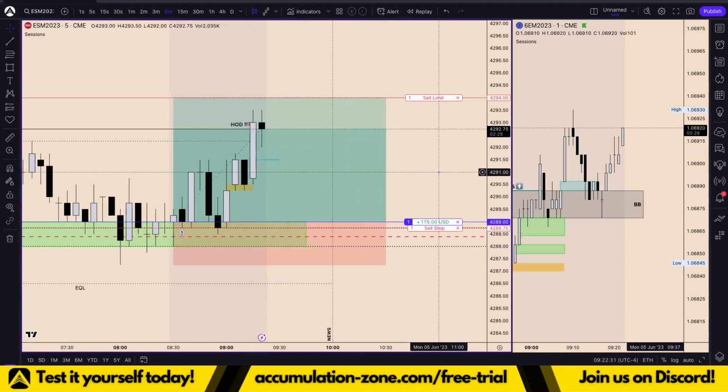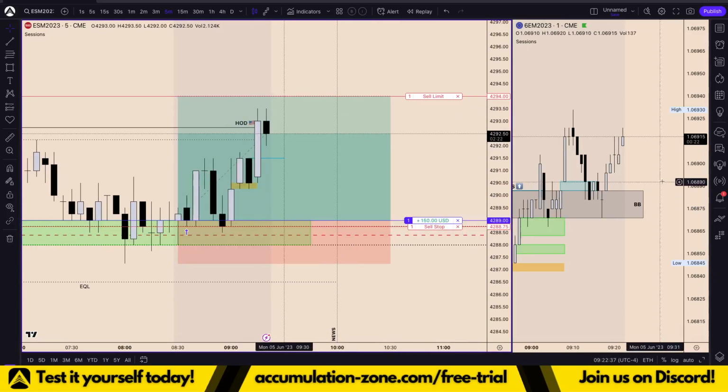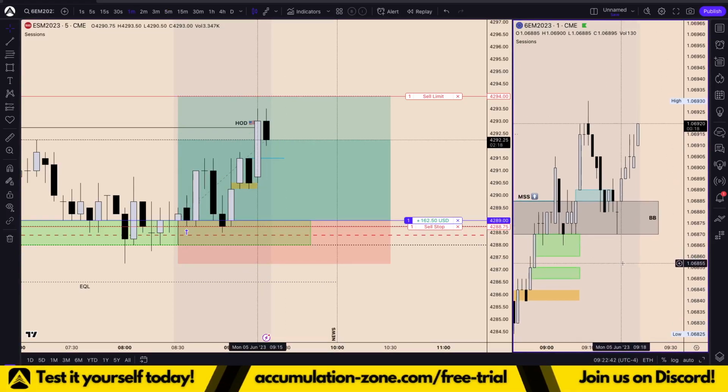That's why I'm still confident in my sell limit right over here. I'm not risking anything anyway, so I'm fine with that. This would have been a nice entry. Let's see if we can break this high right here.